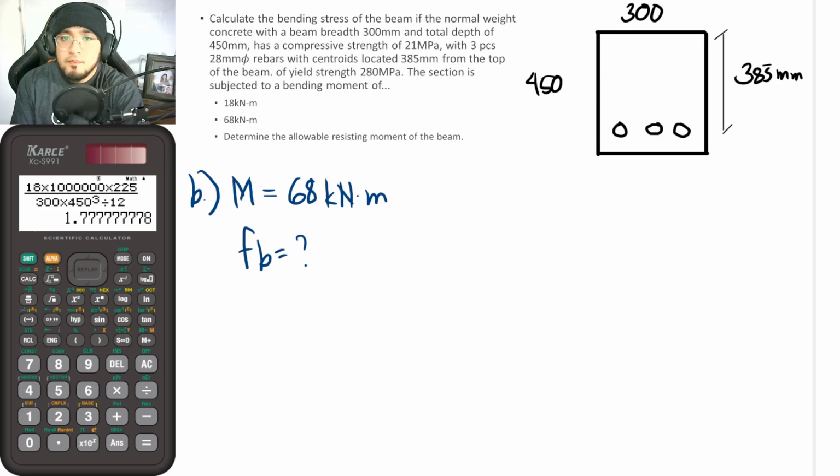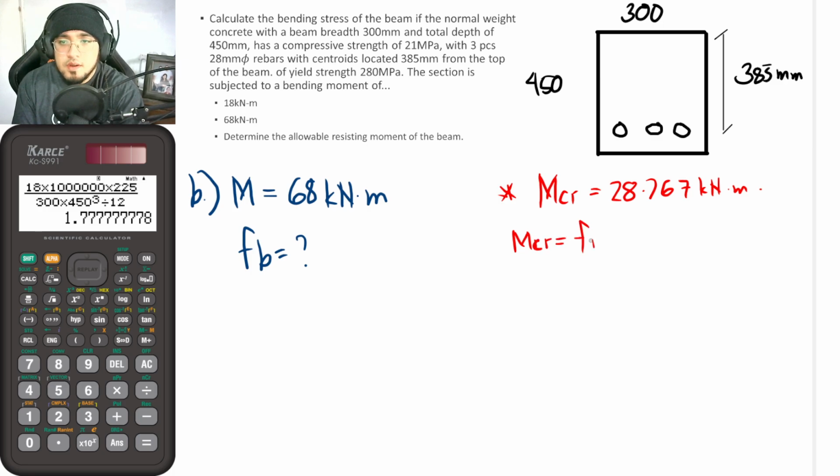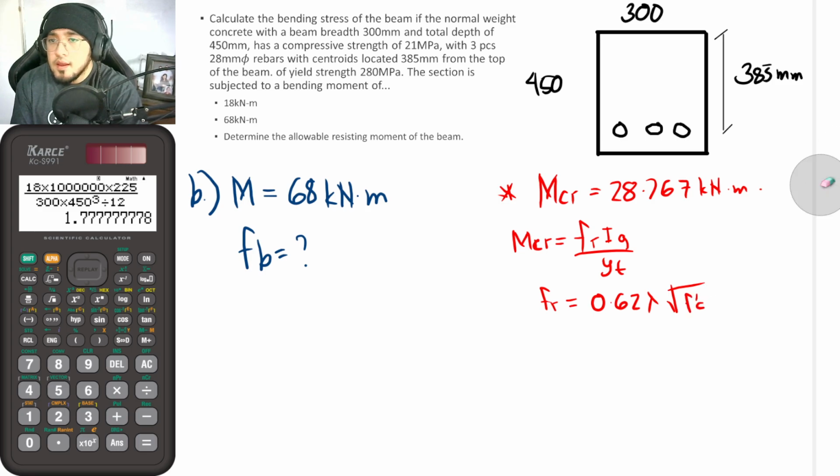So once again, our cracking moment is equal to, what was that again? That is 28.767. As a recap, MCR is equal to FR times IG over YT, and that FR is equal to 0.62 lambda times square root of F prime C. If you want the detailed solution for this, better watch the previous video.